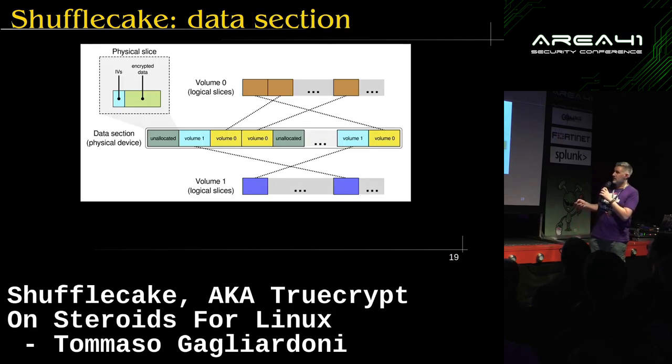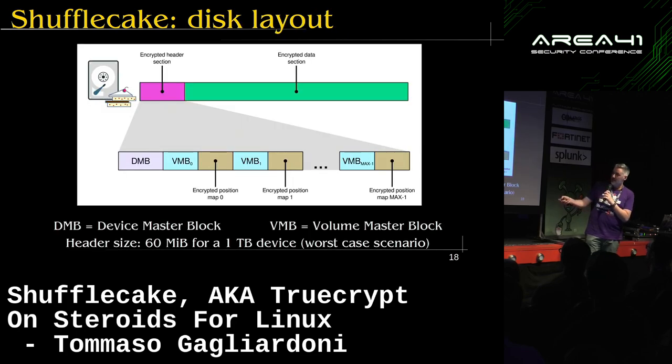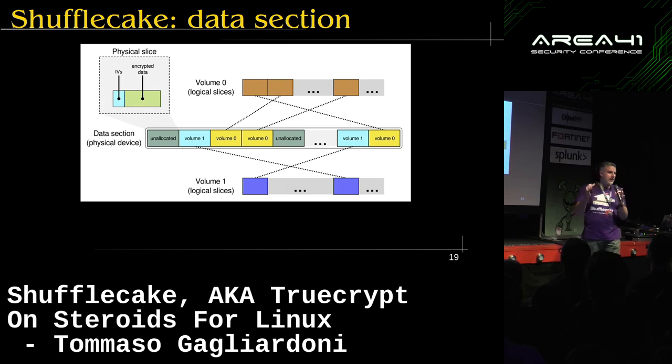The data section is divided into slices. Every slice is 1 megabyte, and every slice can be unallocated or allocated to one of the logical volumes, and the positions are scrambled at random spots in the data section. The mapping between a slice and its position in the logical volume is embedded in encrypted position maps that are in the header. The size is kept under control by fine-tuning the parameters, basically. Every slice is made of encrypted data and initialization vectors for this encrypted data.